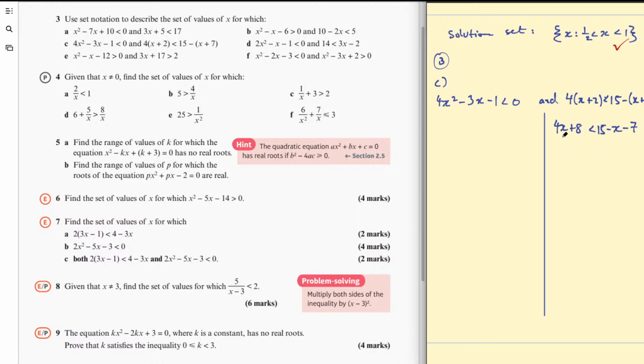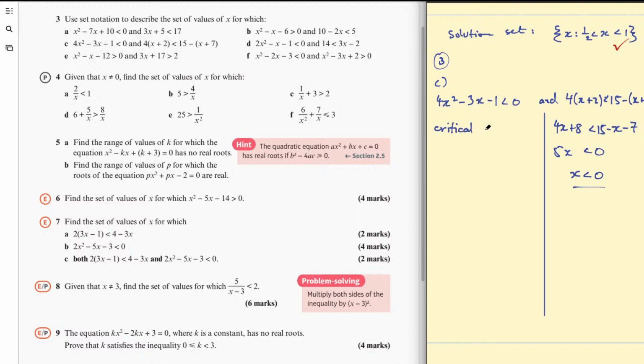And then bringing everything over to the left hand side, we have 5x, 4x plus x, and then 15 take 7 is 8. 8 take 8 is 0, so all we'll have there actually is 5x less than 0. So then x is less than 0. Okay. Now let's deal with the quadratic.